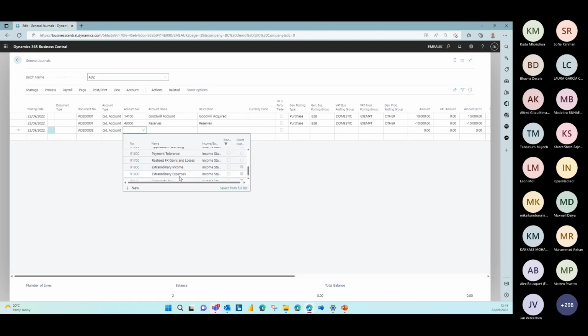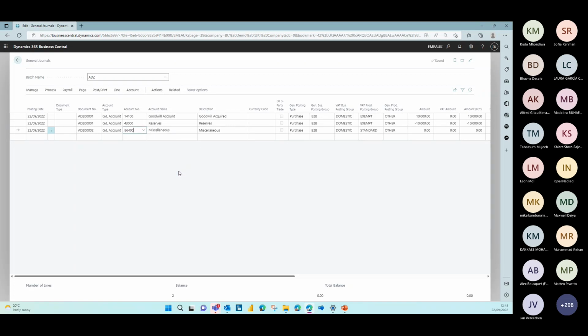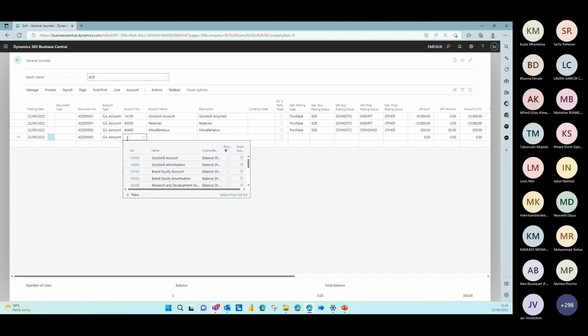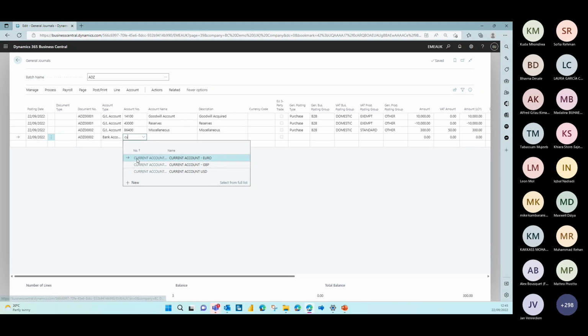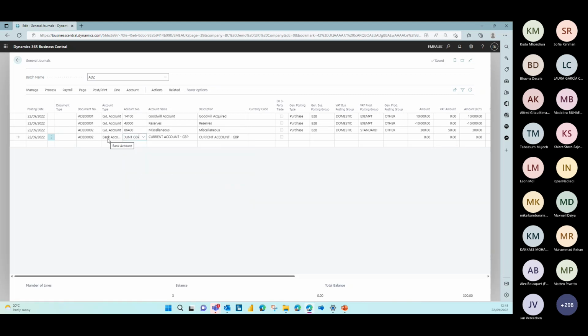Let's just say miscellaneous. And this time, this is an expense account. I'll debit 300. On the other side, I'm going to do it to the bank account. Remember, if I'm using a bank, don't use a GL, change it to bank. If it's referring to a subledger, always use the correct type. And here, I'm going to put money going out, 300.